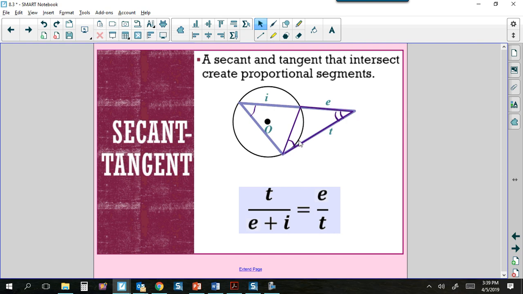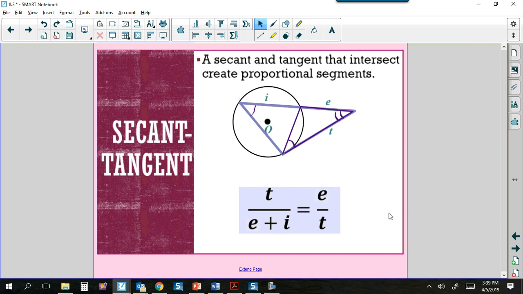So again, here's my obtuse angle. What is opposite the obtuse angle? I and E. In the smaller triangle, what is opposite the obtuse angle? T. So there's my first ratio. In my small triangle, what is opposite this chord tangent angle? E. When I go to the same angle in my larger triangle, this inscribed angle is opposite T. So E over T.